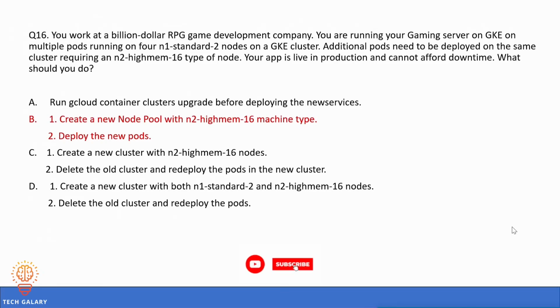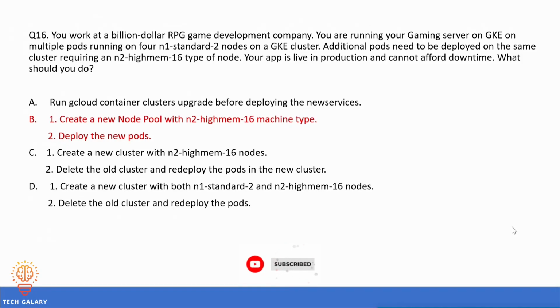And the correct answer is option B. Create a new node pool with N2-highmem-16 machine type. Deploy the new pods. Now let's take a look at each of these options. Option A. Run gcloud container clusters upgrade before deploying the new services. Since the need here is we need to deploy new additional pods on the same cluster but with different machine types.